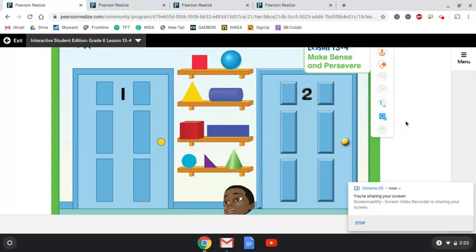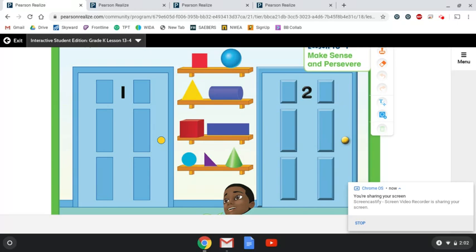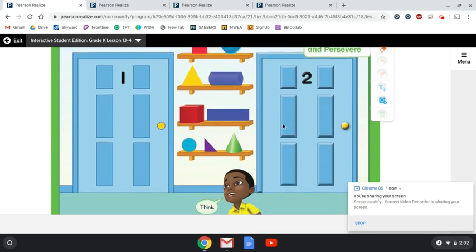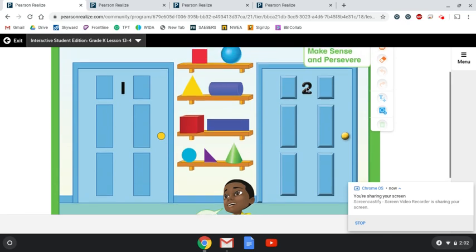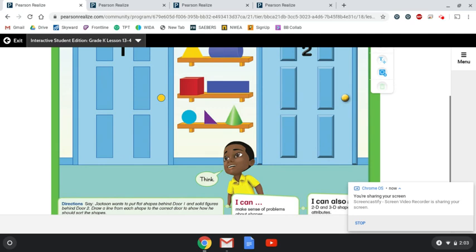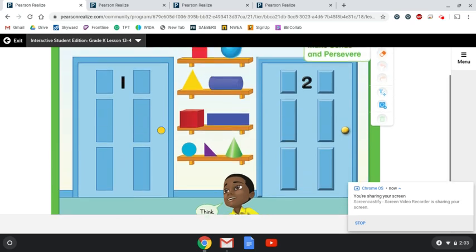All right, today we're going to be working on making sense and persevering through understanding 2D and 3D shapes. Jackson has two doors here, door 1 and door 2, and all of these different shapes. He has some 3D shapes and some 2D shapes. And he wants to put the 2D, the flat shapes, behind door number 1. And then he wants to put the 3D shapes or the solid shapes behind door number 2.